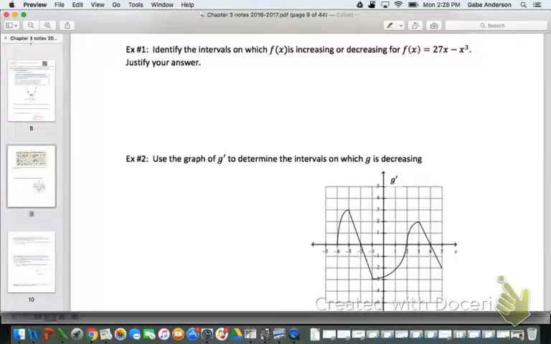F of x equals 27x minus x cubed. Justify your answer. So we'll talk about justifying your answer here in just a second. That's kind of a big deal. But let's look at this really quick right here.